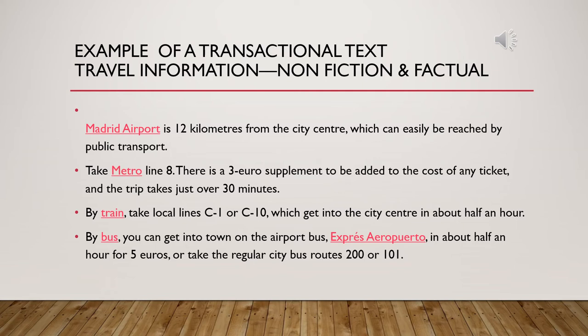So let's look at the first piece of information. It says Madrid Airport is 12 kilometers from the city center, which can easily be reached by public transport. Take Metro Line 8. There is a €3 supplement to be added to the cost of any ticket, and the trip takes just over 30 minutes. By train, take local line C1 or C10, which get into the city center in about half an hour. By bus, you can get into town on the airport bus, express or Puerto in about half an hour for €5, or take the regular city bus routes 200 or 101.